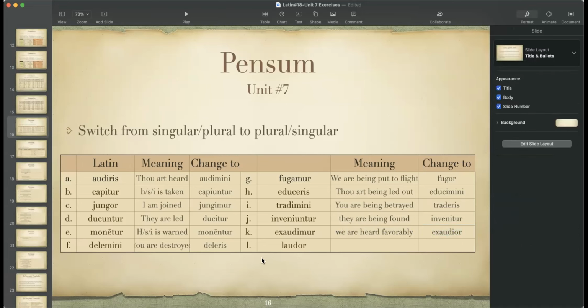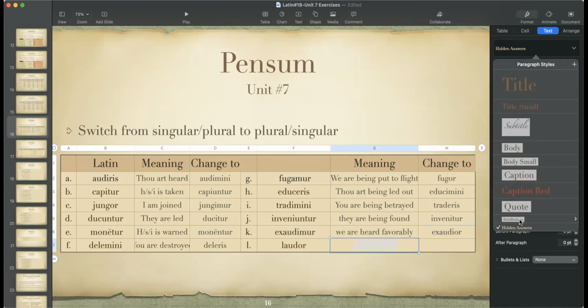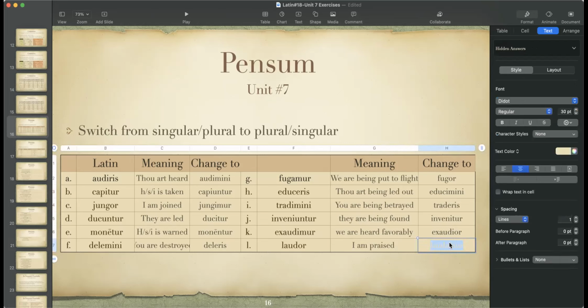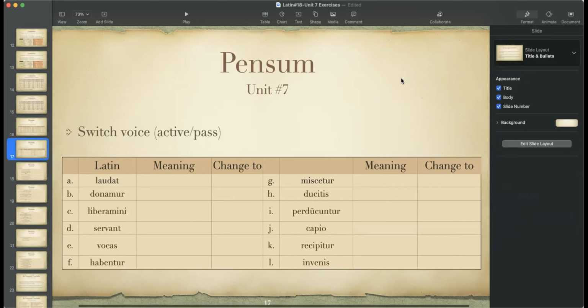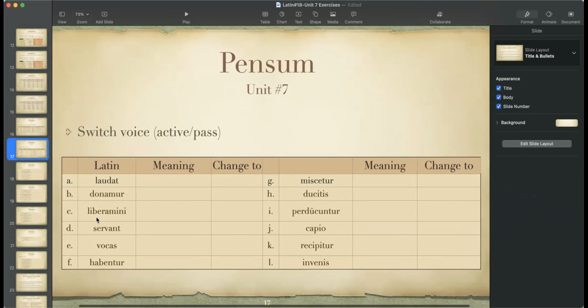Exaudior. There we go. Laudor. I am praised. I am being praised. Either one. And then laudamur. Yes. We are being praised. Okay, I think that's enough. Oh, now we got to switch voice. So if it is in active, then you've got to switch it to passive, and then the passive voice goes back to active.